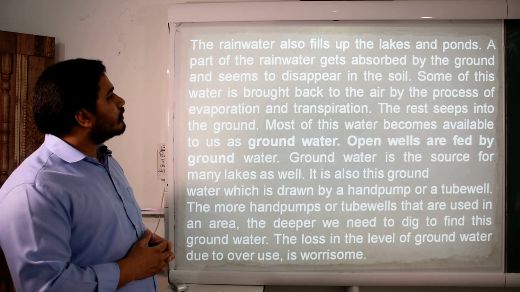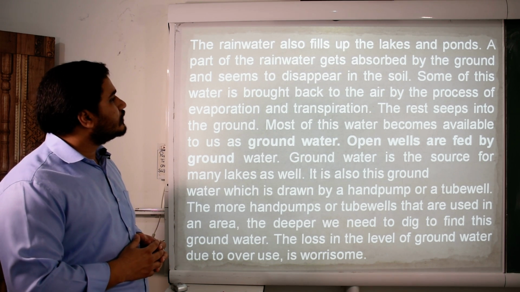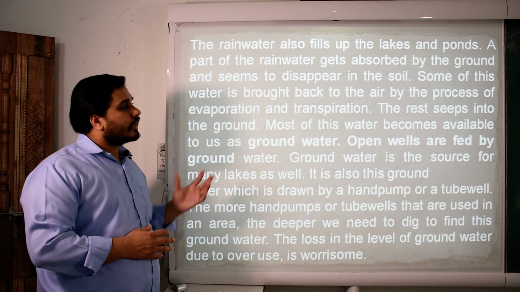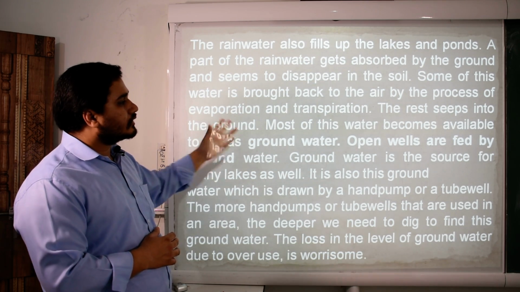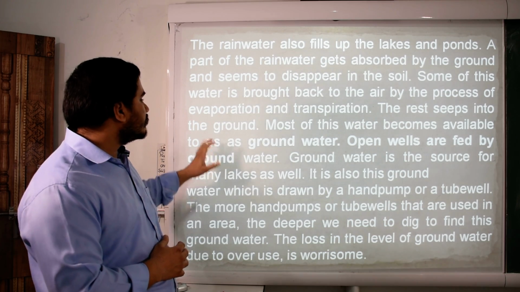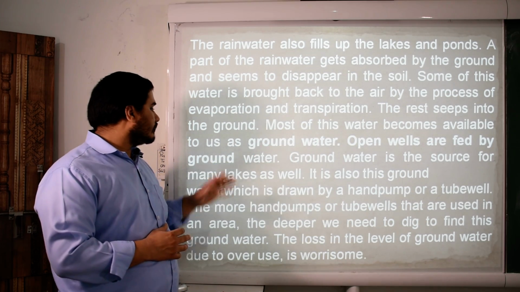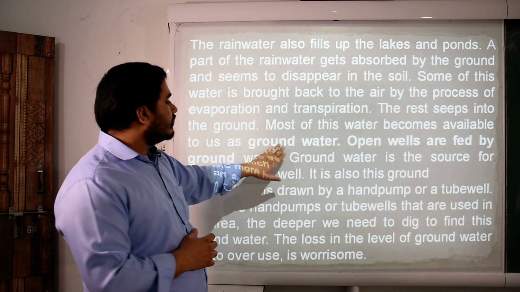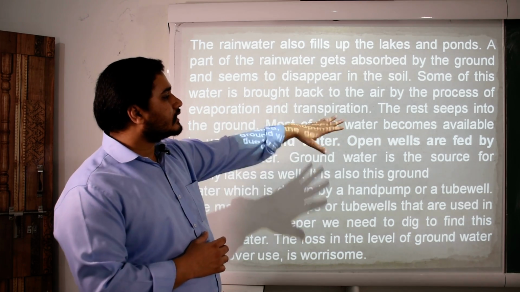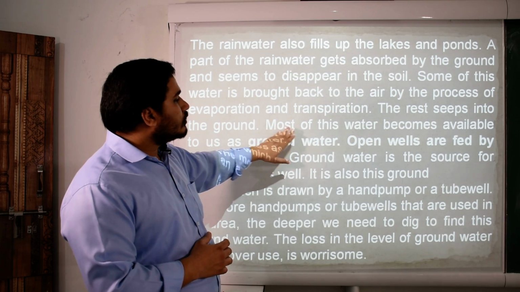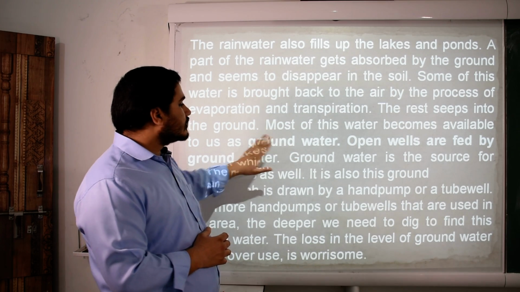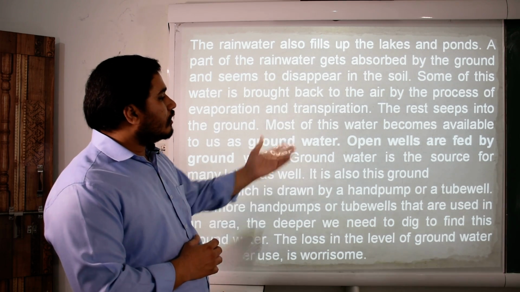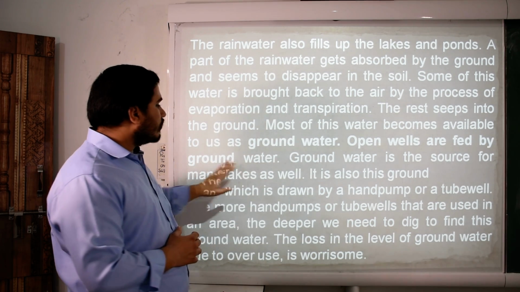A part of the rainwater gets absorbed by the ground and seems to disappear in the soil. Some of this water is brought back to the air by the process of evaporation and transpiration. The rest seeps into the ground. Most of this water becomes available to us as groundwater. Remember the definitions in your mind. Groundwater definition is here: the rest seeps into the ground. Most of this water becomes available to us as groundwater, which will be taken either by open wells or by bore wells. Open wells are fed by groundwater.